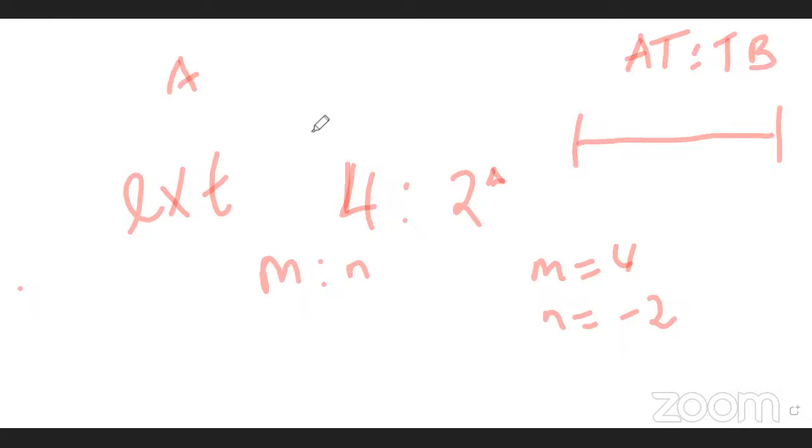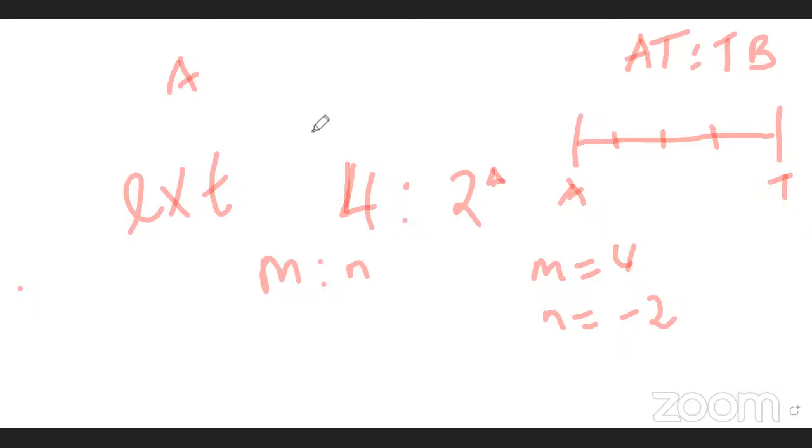Hivyo iko sawa so far? Yes. So tuchukue from A to T ni 4 units. A to T ni 4 units. So A, 1, 2, 3, 4, T.